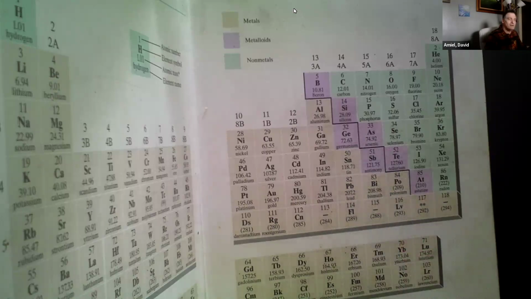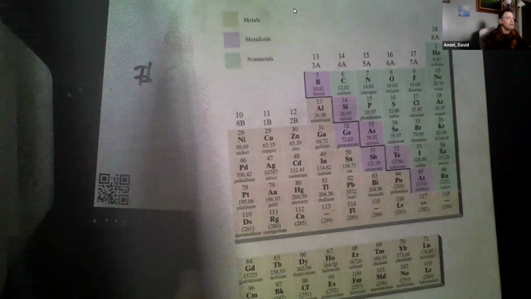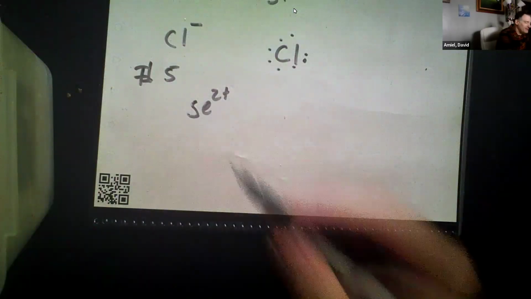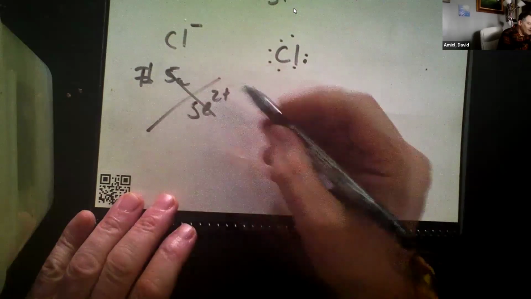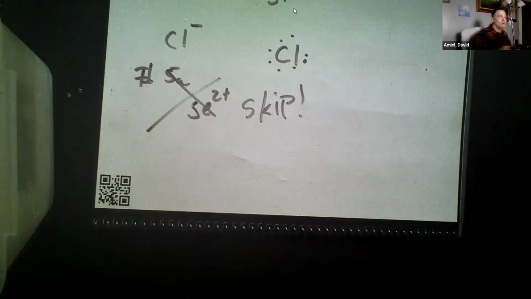I think that's a mistake. The other ones all make sense, but that should be Se double minus is what it should be. I put a 2 plus in there, should be a double minus. Everyone can skip 5A. Less homework for you to do. The other ones you can do.